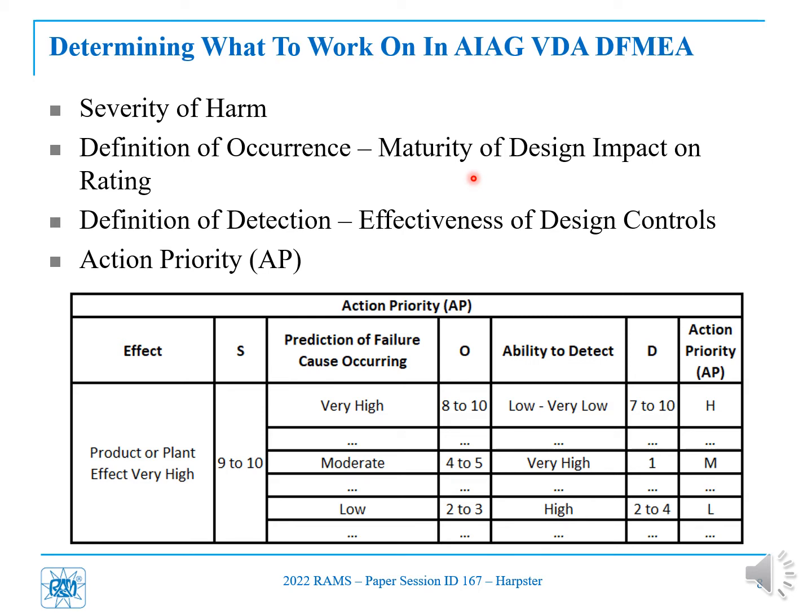The second thing that we see is that the detection control rating system is based on the effectiveness of the design controls, and this becomes part of the AP process. Now, the issue that we will see is that when you include the detection rating in the AP calculation, this AP no longer means risk alone, but can take on a totally different meaning, and we're going to explain that later on.